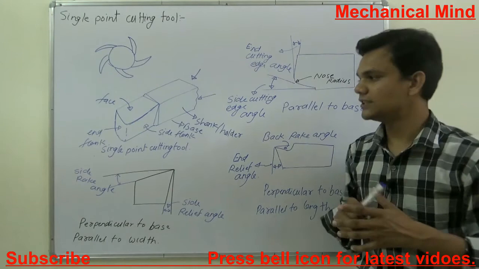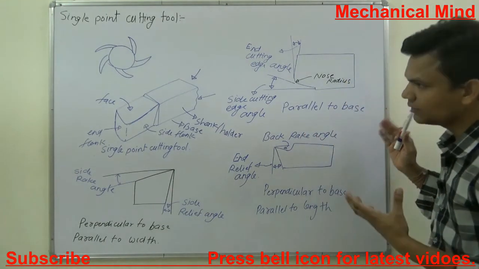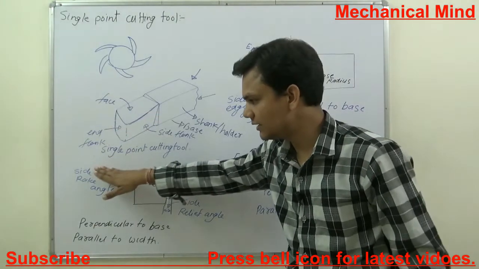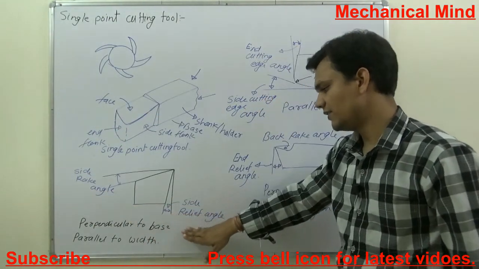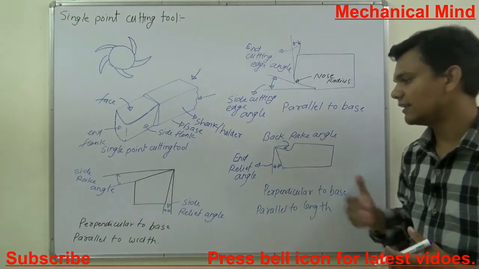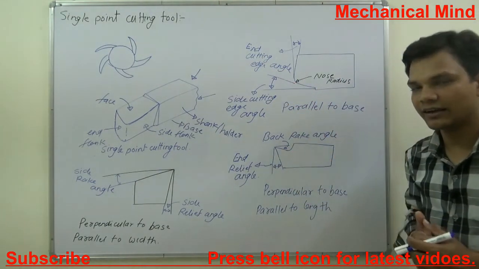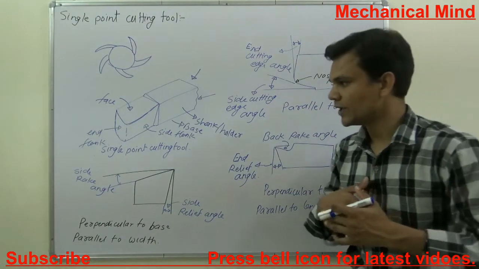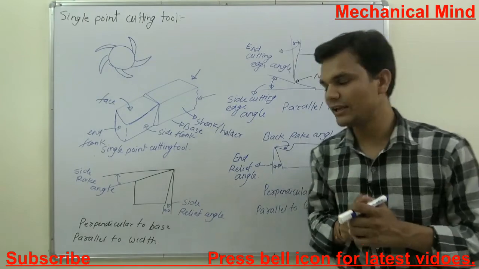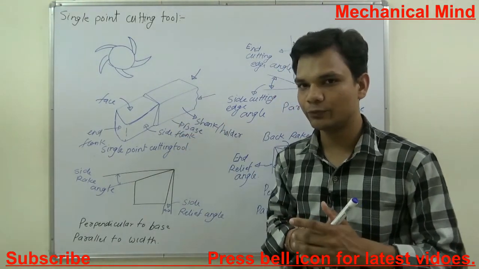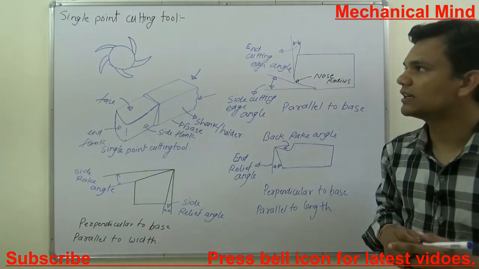So this is about the single point cutting tool. We have seen side rake angle, side relief angle, end cutting edge angle, side cutting edge angle, end relief angle, and back rake angle. And we obtain one more point that is known as nose radius. So by cutting by different planes, we can obtain different angles for a single point cutting tool. So this is about single point cutting tool.